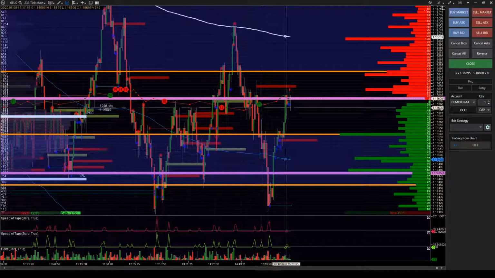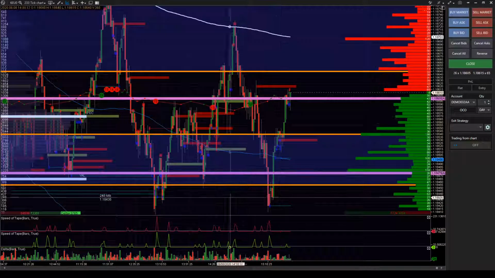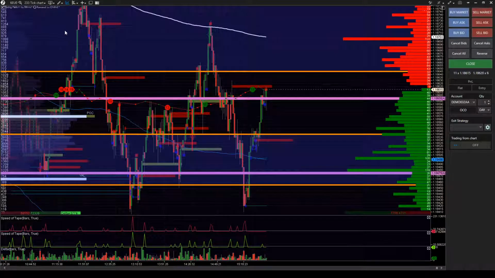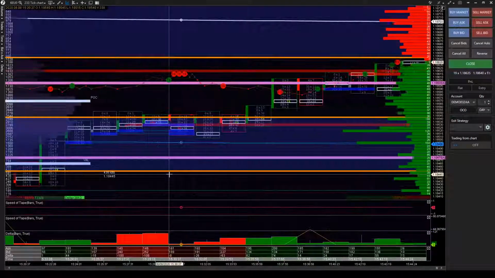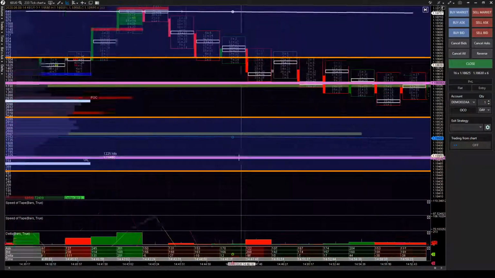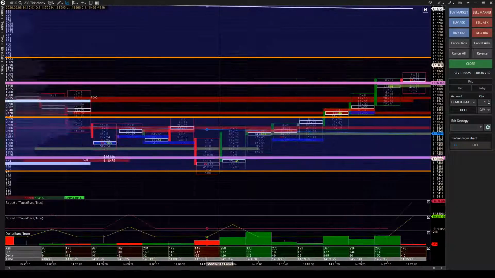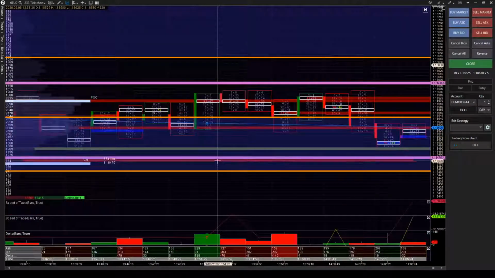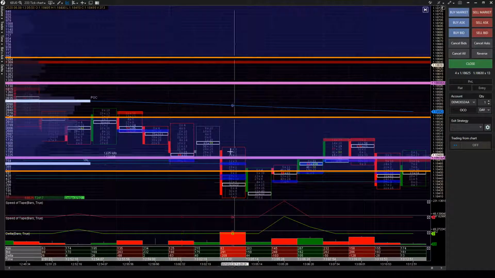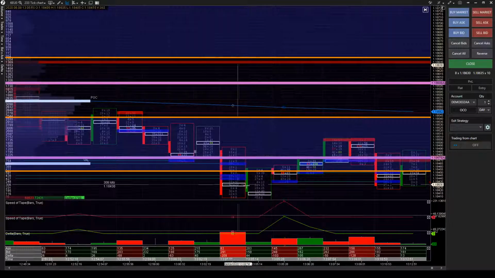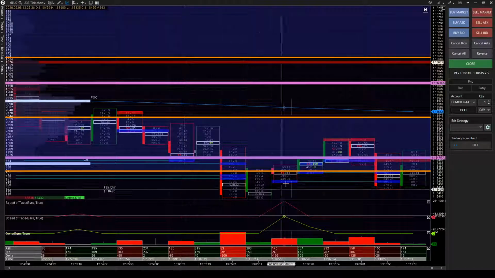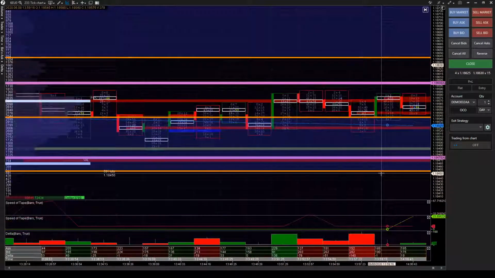So we have a top and a bottom here. But what does this mean exactly? Let me show you on the clusters. In this area, we can see where the sellers were more aggressive. Here we can find it right here. This is the area where the sellers were very aggressive, but they were trapped, because the price didn't actually move down from this area.